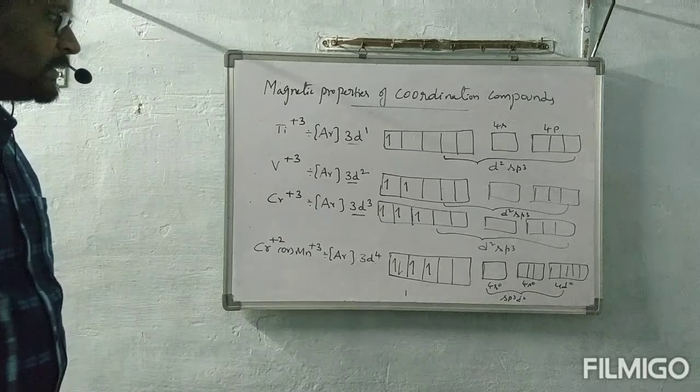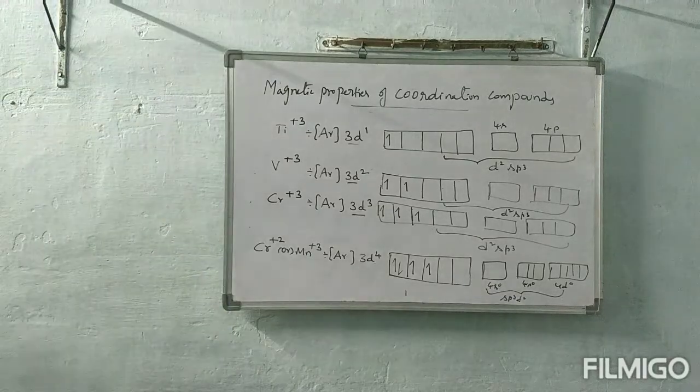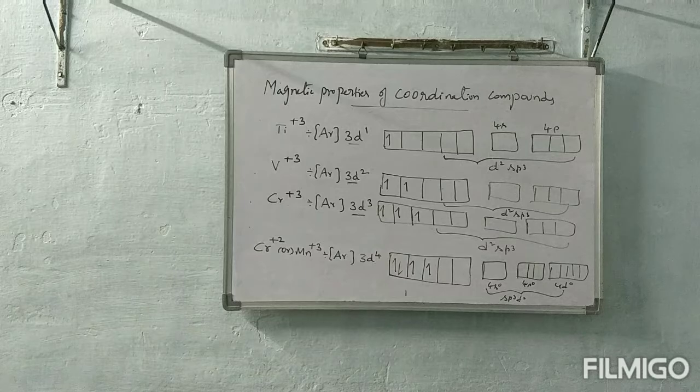Observe all of you now. Observe the first 3 complexes. First complex, titanium plus 3, has 3d1 configuration. V plus 3 has 3d2. Cr plus 3, 3d3. For these 3 complexes, we are not facing any problem because the last 2 orbitals of 3d are available for hybridization with 1 s orbital and 3 p orbitals. Then it will undergo d2sp3. There is no problem for them.